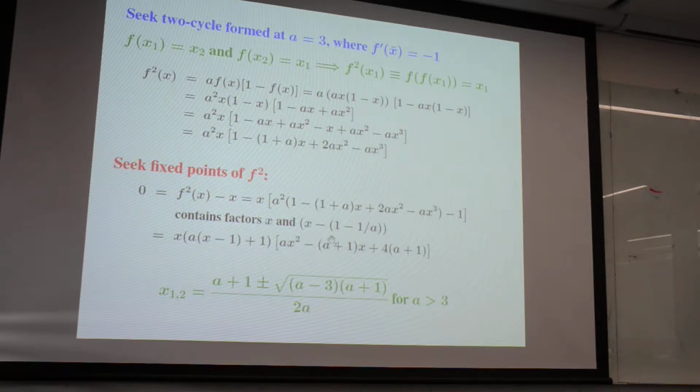And this one we can solve, and here are the 2 points. We have a formula for those 2 points. This is the 2 cycle, not the 4 cycle, the 2 cycle. Okay? And this only exists, you can see it's only real for a greater than 3.